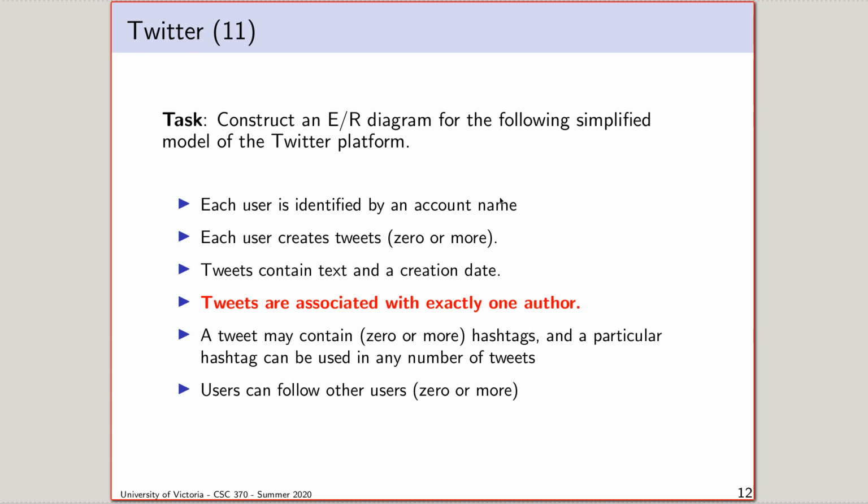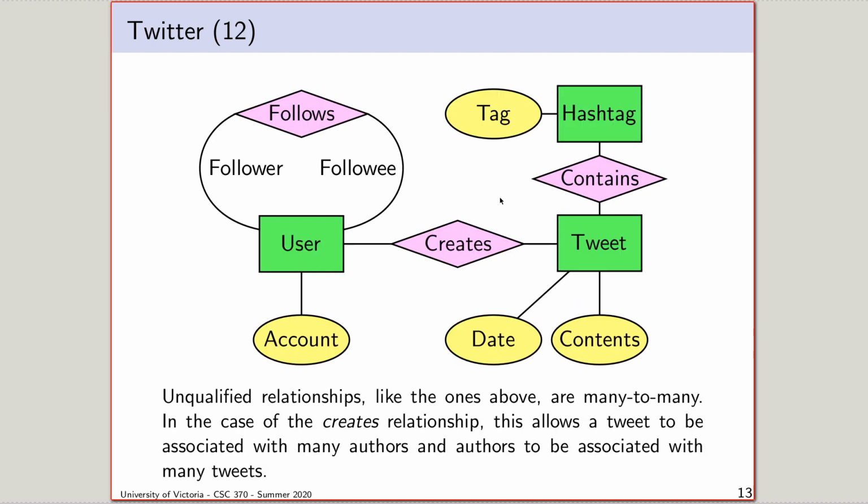We can't have a tweet with no author. So we need a way of enforcing that, and the diagram as written doesn't provide us that way. It is a many-to-many relationship. The creates relationship is a set of pairs of user and tweet. So it's many-to-many. And in some cases, there could be no author associated with a tweet.